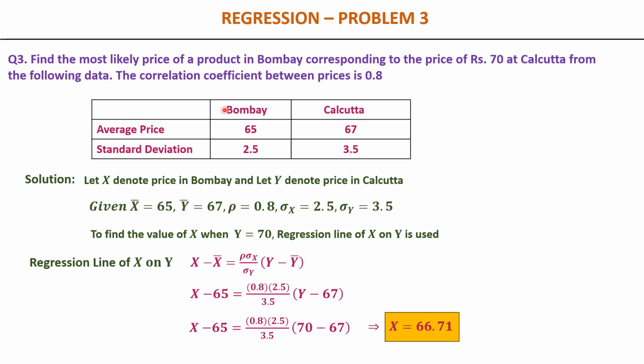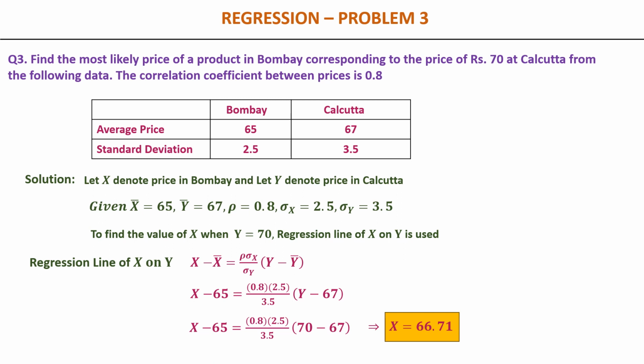Now he has given you a table here which says average price. What does average price mean? Average price in Bombay, which we have denoted as X, means X bar. Average itself means mean. So X bar equal to 65. Similarly, Y bar equal to 67. Rho is equal to 0.8. Standard deviation is denoted by sigma. So sigma X, the standard deviation of the price in Bombay, is 2.5, and sigma Y is 3.5. So we are given rho, sigma X, sigma Y.